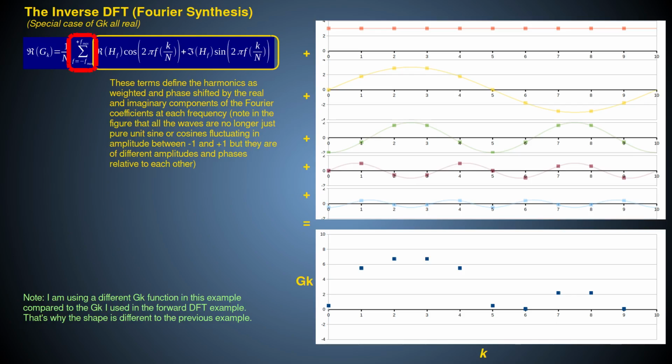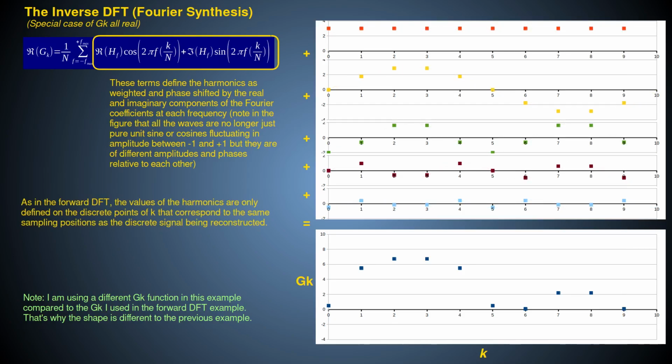We sum up the harmonics over the full range of frequencies, and we do this summation at each spatial data point k of the signal, to recreate the value of the signal at each point k. Just as with the forward transform, for this inverse transform we only use the value of each harmonic wave at discrete points along the wave and on the same sampling interval as the discrete function we're trying to recreate.